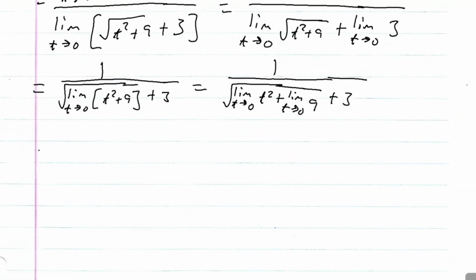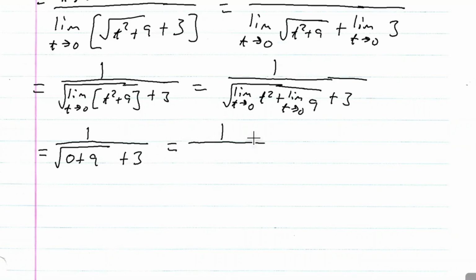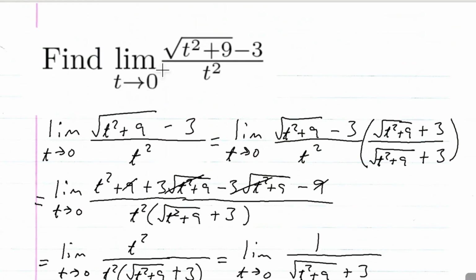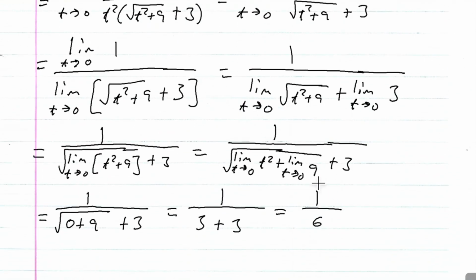And then this is equal to 1 over, so the limit as t approaches 0 of t squared is just 0, right? 0 plus the limit as t approaches 0 of a constant, the constant being 9, is just 9, and then plus 3. And now some basic math right here. The square root of 9 is 3, and then 3 plus 3 is 6. So the limit as t approaches 0 of the square root of t squared plus 9 minus 3 over t squared would give you 1/6.